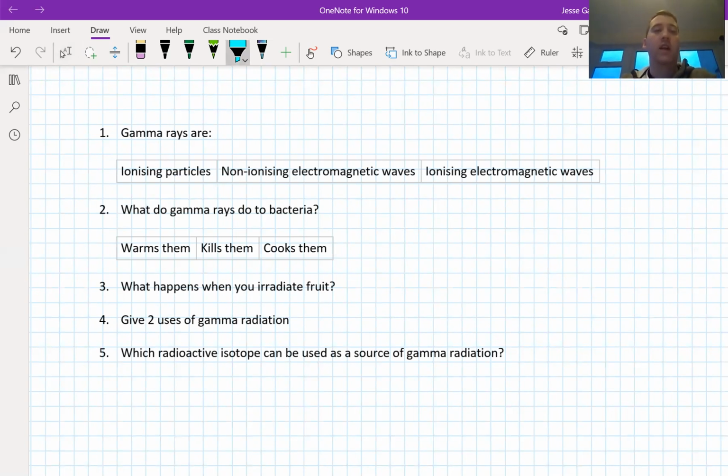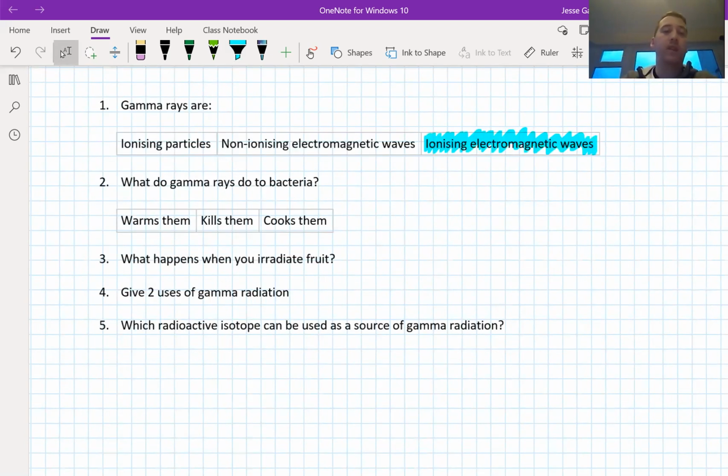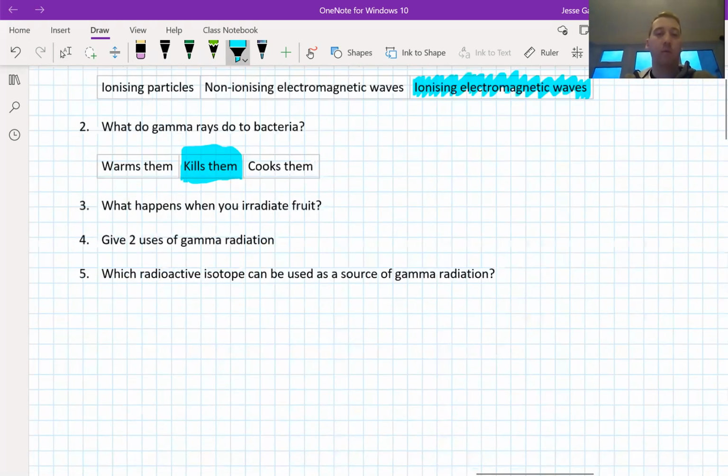First of all, gamma rays, what are they? They are not ionizing particles because they are not a particle. They are not non-ionizing electromagnetic waves because they are ionizing electromagnetic waves. So that was the correct one. Well done if you said that. What do gamma rays do to bacteria? Well, they don't warm them, they do kill them, and they don't cook them. The other options are talking about heat, and gamma rays do not do that.